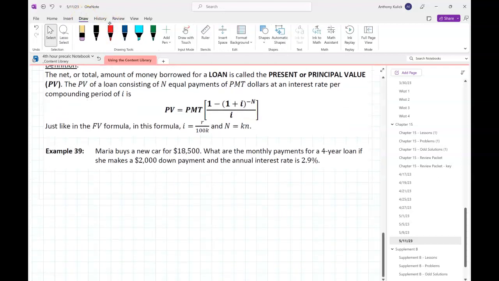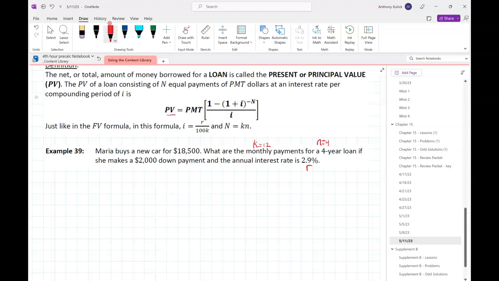All right. So Maria buys a new car for $18,500. Monthly payments, so that tells me K is 12. For a 4-year loan, so lowercase n is 4. She makes a $2,000 down payment and the annual interest rate, that's the R, is 2.9%. What are the monthly payments? So I'm going to be using that PV equals PMT formula from above.